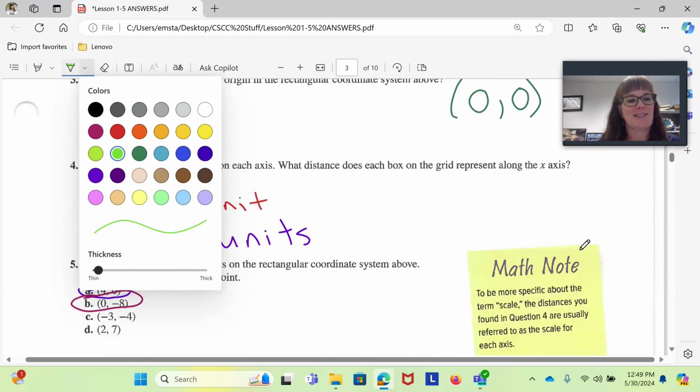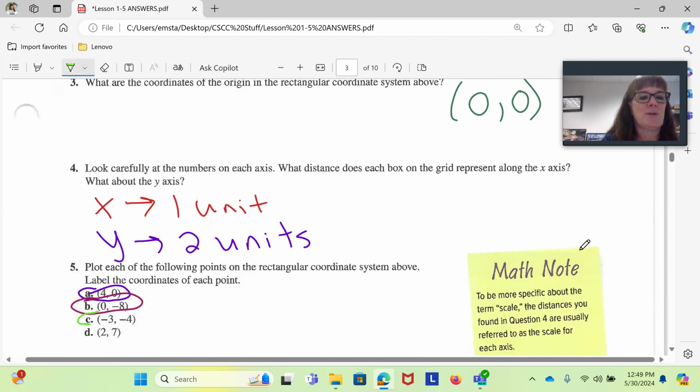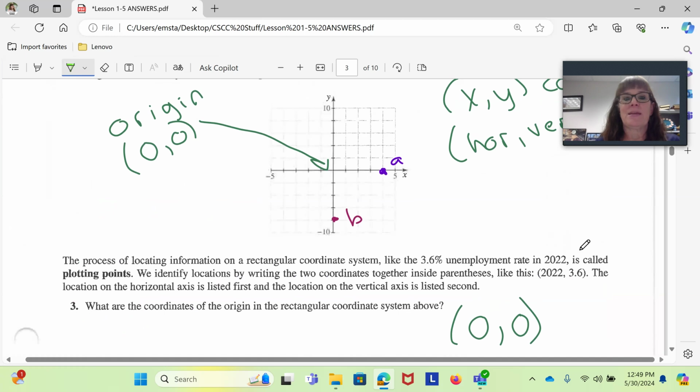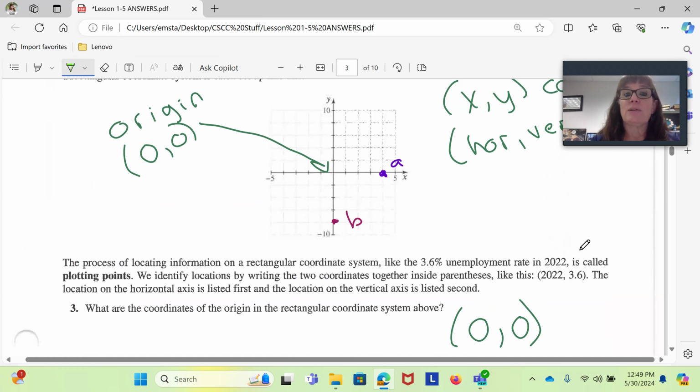Let's see what point C is. Point C, oh good, we get both directions. Negative 3, negative 4. Again, I start at my origin. The negative 3 tells me that I go left 3, 1, 2, 3, but then I don't put a point there because from there I have to go down 4, 2, 4. So point C is right there.